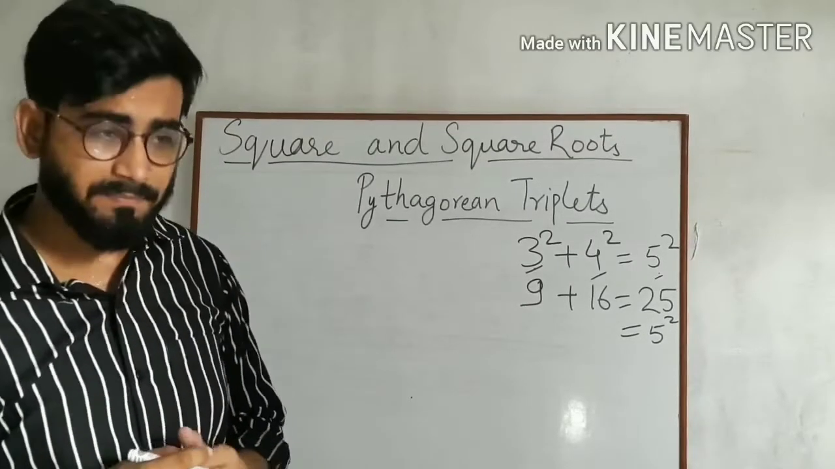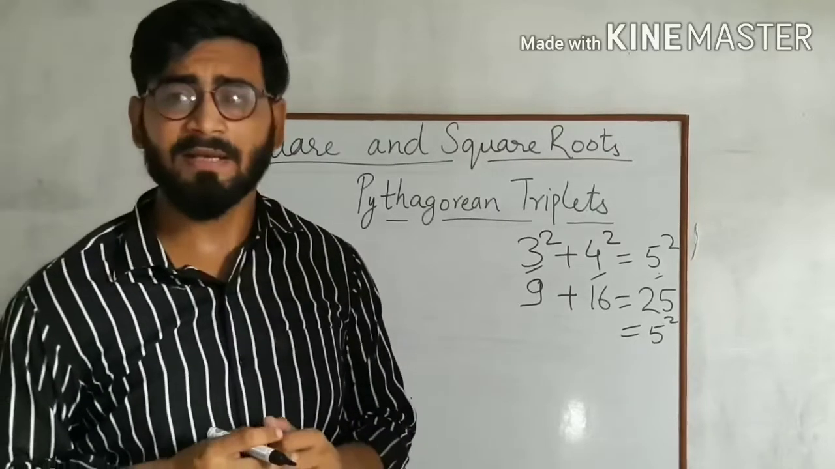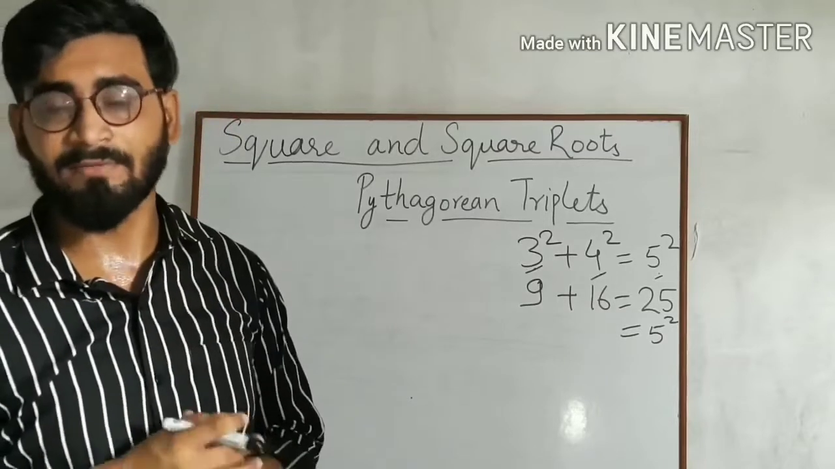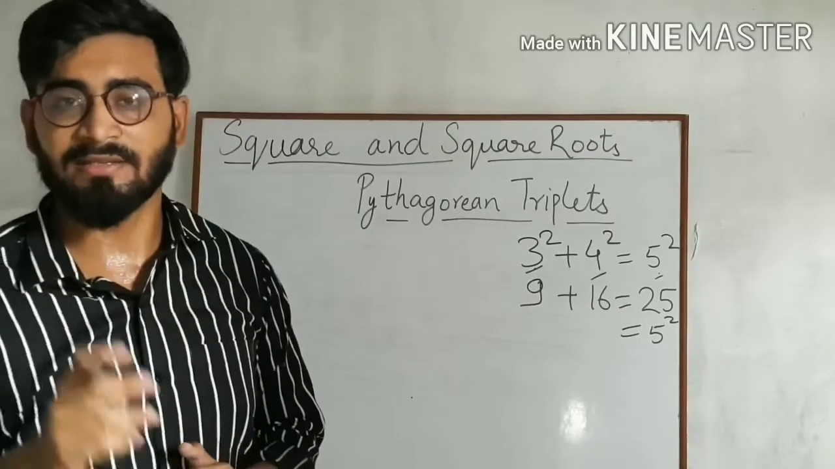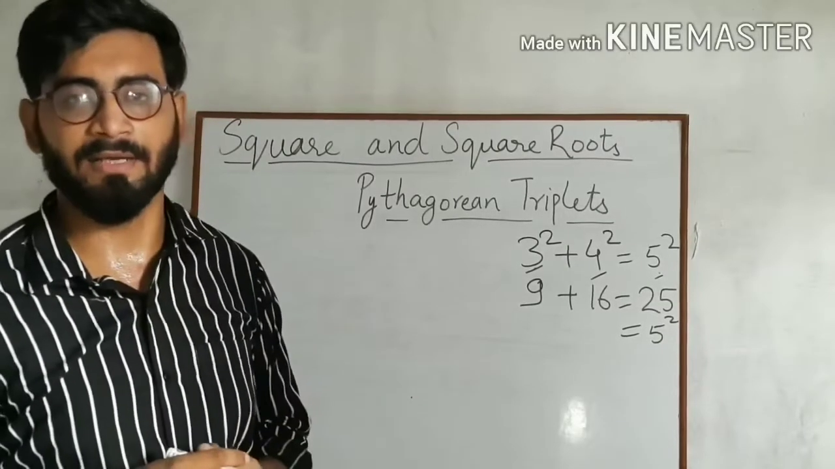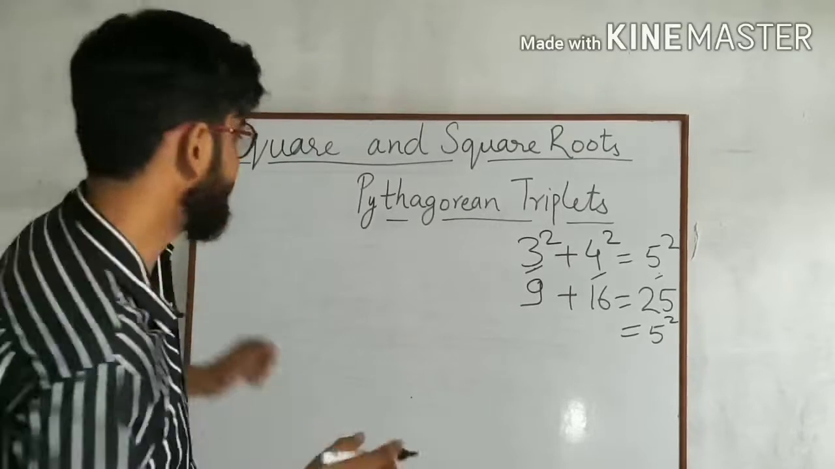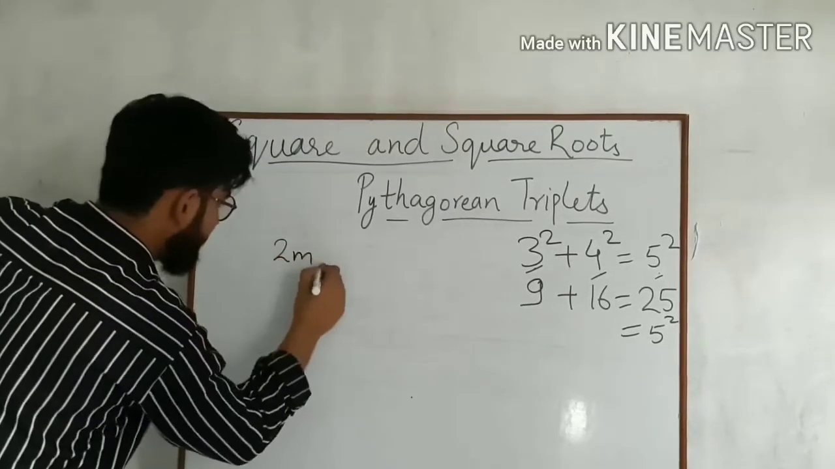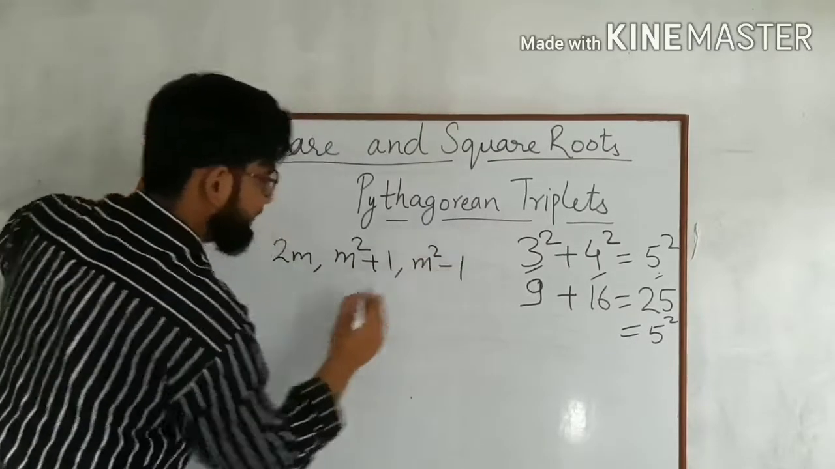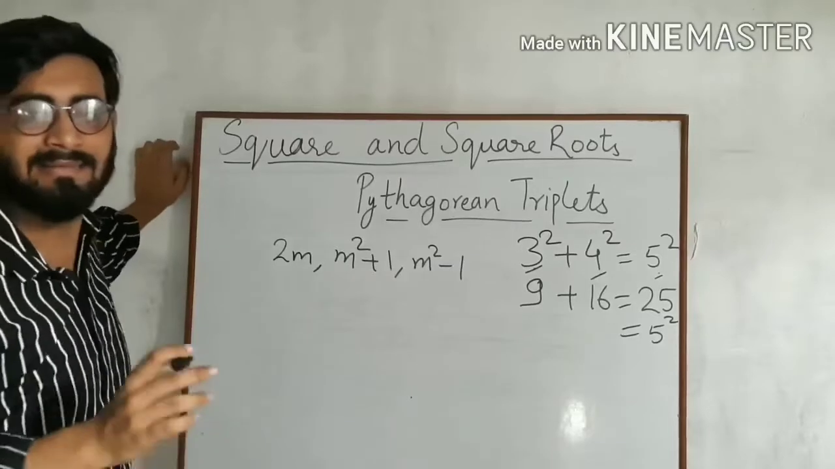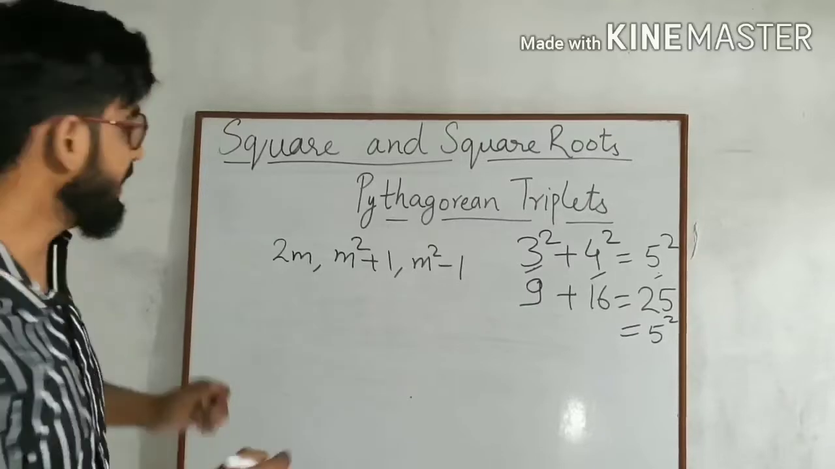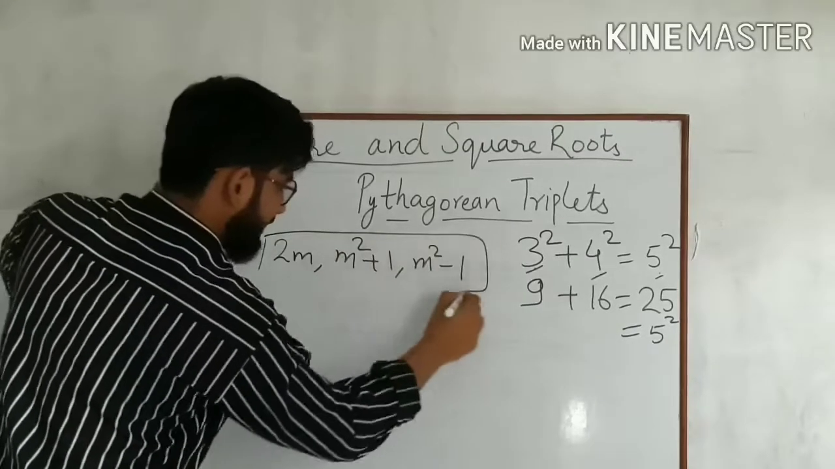Suppose you are given one member of a Pythagorean triplet as 16. You have to find the other two members. So what will you do for that? There is one general form to find the members of a Pythagorean triplet. What is that general form? See here: 2m, m square plus 1 and m square minus 1. This is the general form for finding the members of a Pythagorean triplet.